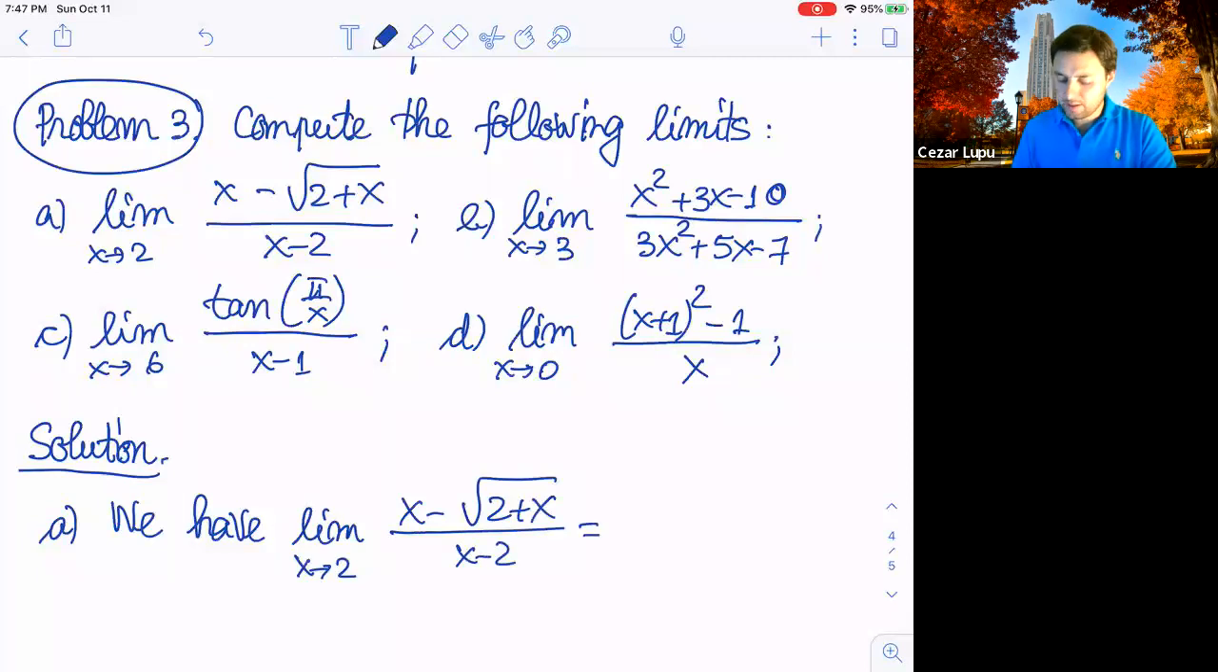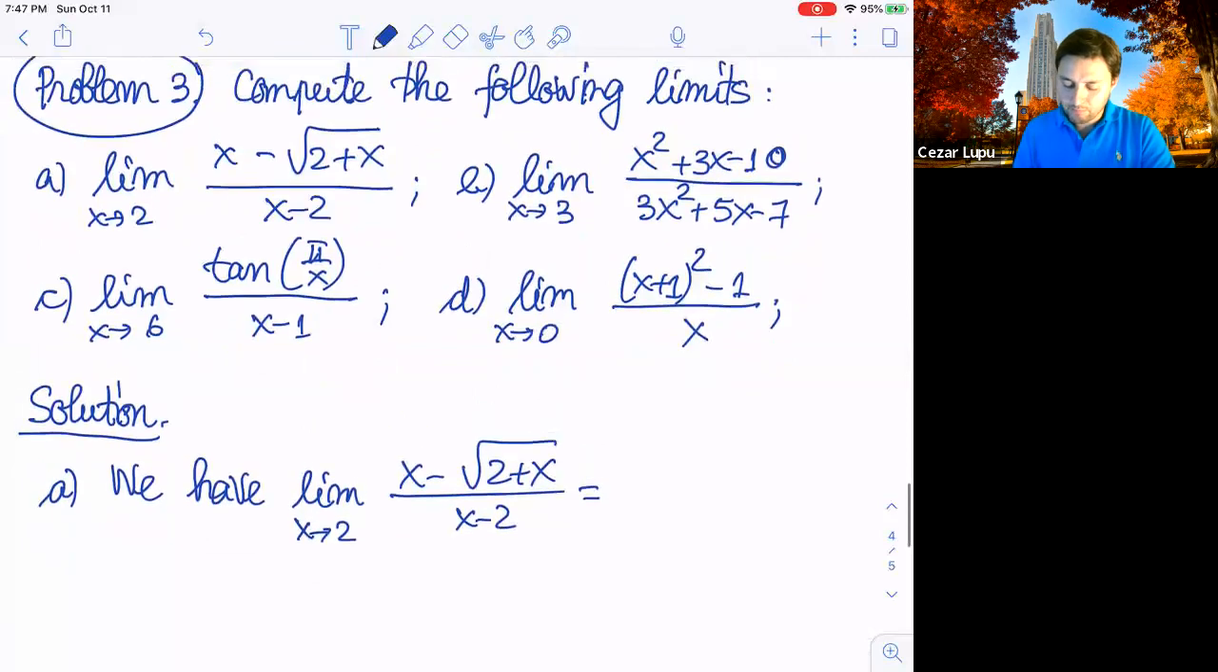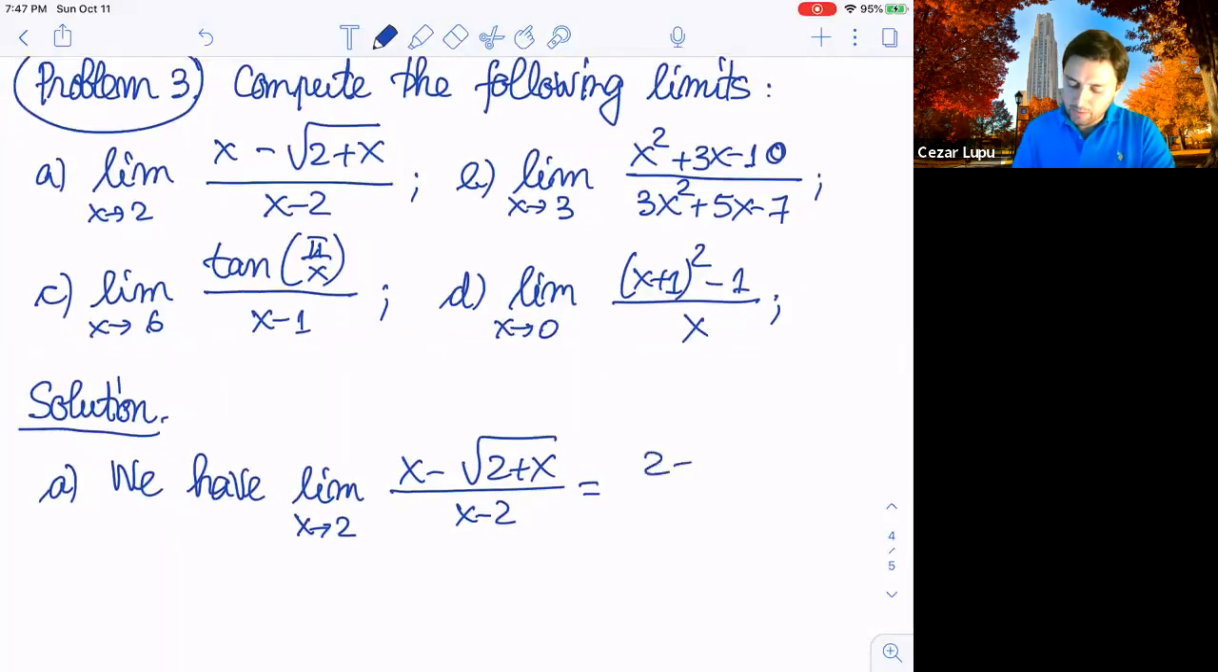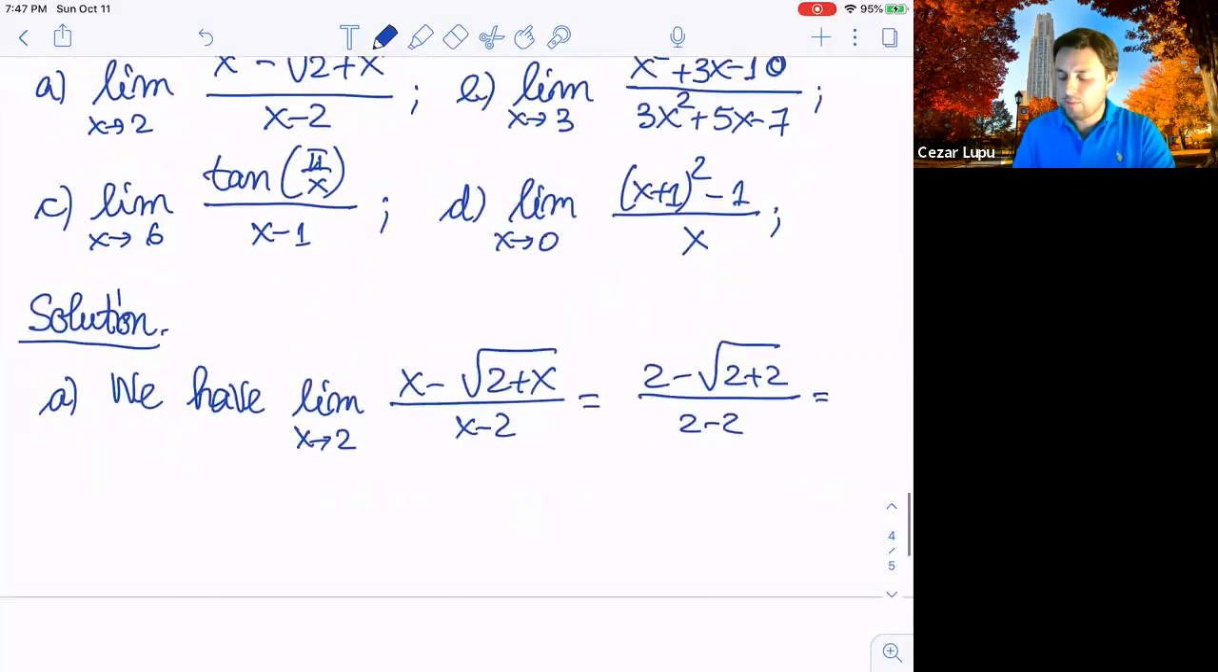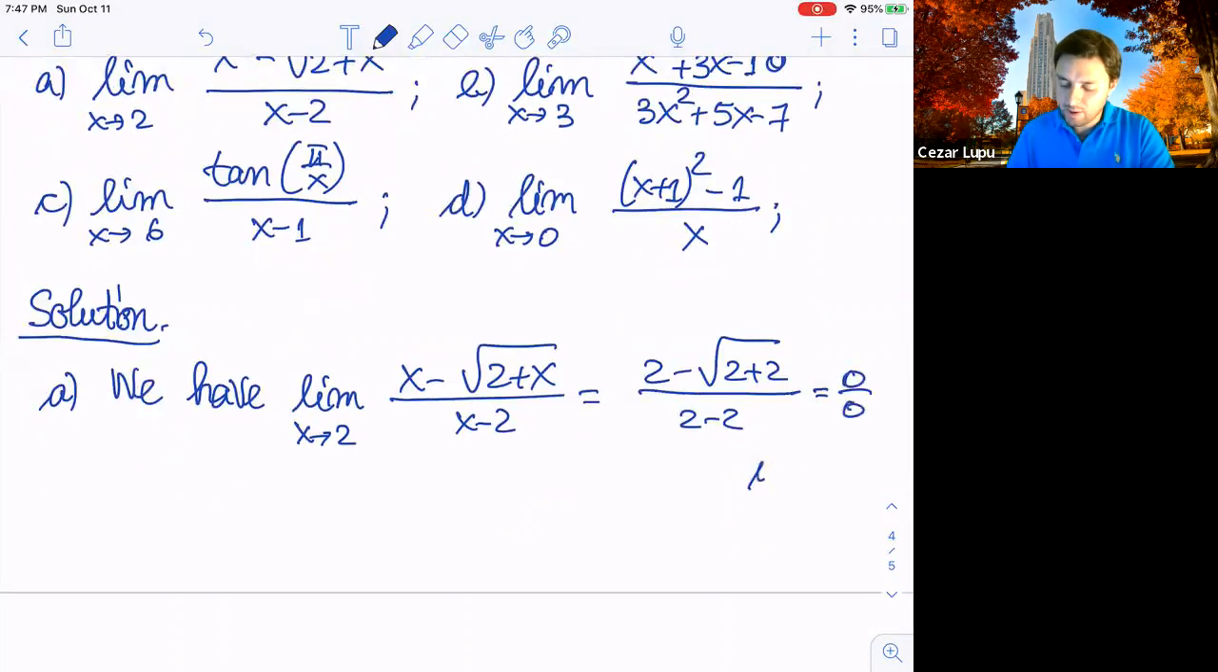Well, now we can plug in x equals 2, so let's do that. So you will get 2 minus the square root of 2 plus 2, everything over 2 minus 2. And again, we'll get 0 over 0, which is undefined. So we need to take care of this. So we have this indeterminate form, this is how we call it, or it's undefined. You can simply call it like this. So we need to get rid of it. So how should we get rid of it?